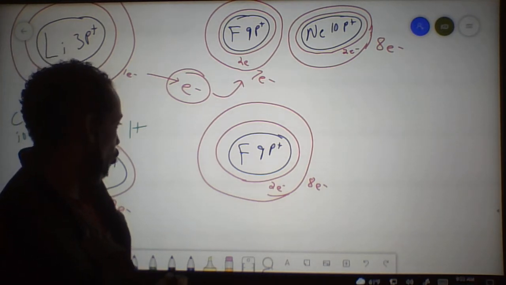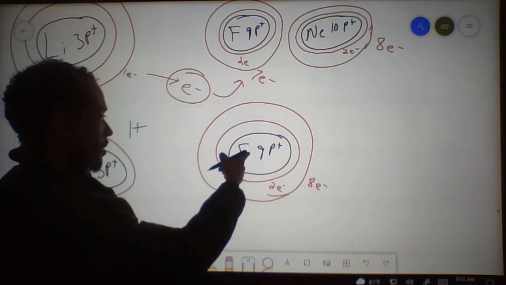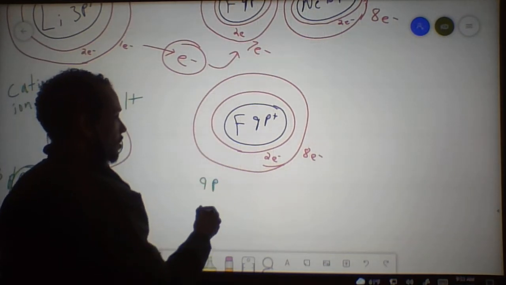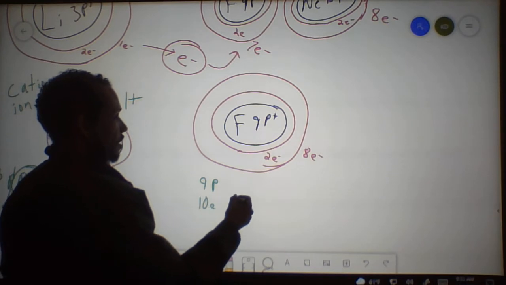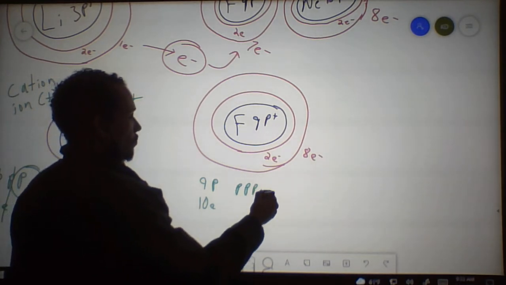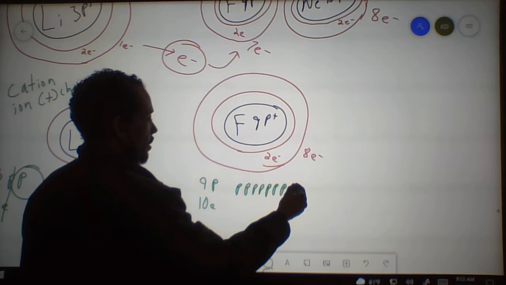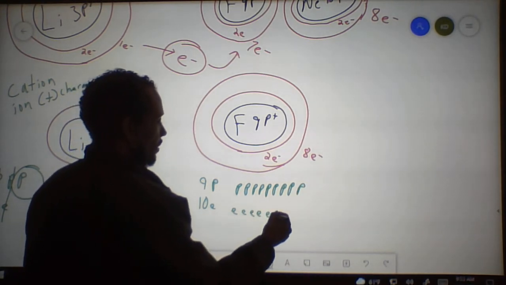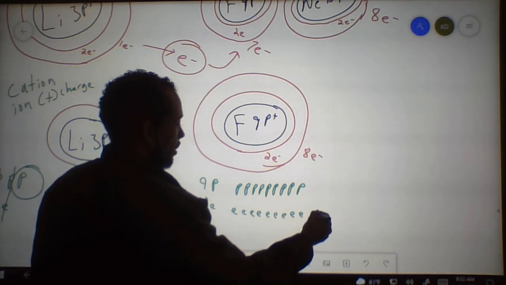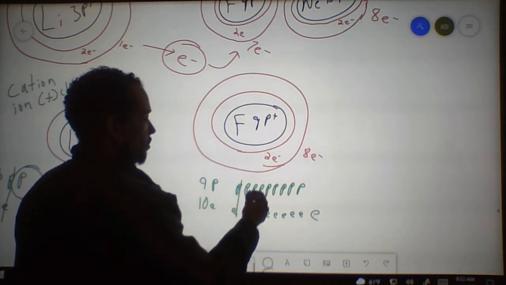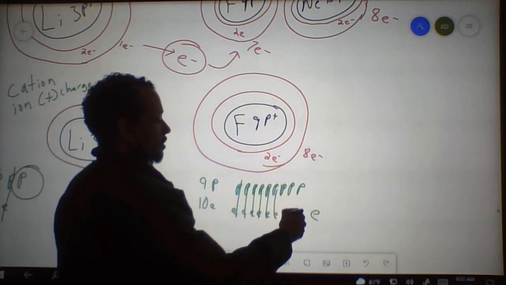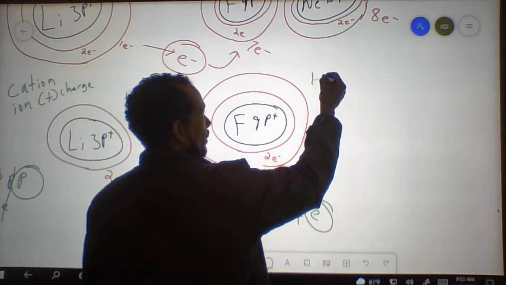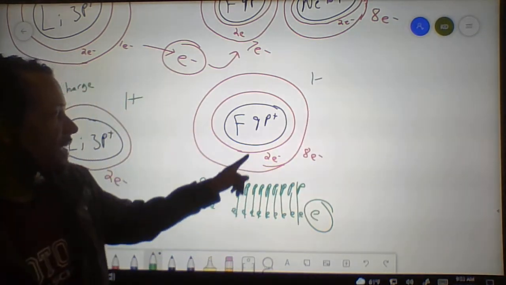But I noticed that we have an imbalance of protons and electrons. So now we have 9 protons, 10 electrons. So that'll be 1, 2, 3, 4, 5, 6, 7, 8, 9. 1, 2, 3, 4, 5, 6, 7, 8, 9, 10. So we get cancel, cancel, cancel, cancel, cancel, cancel, cancel. And then we're left with 1 electron, so this is a 1 minus charge. So now this has 10 electrons.